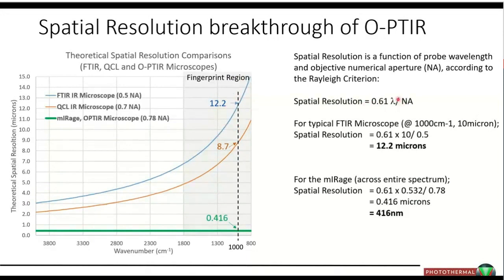But if you substitute out your long infrared wavelengths for a short visible probe of 532 nanometer, and couple that with a high NA objective, well, now your resolution theoretically is in that sort of 400 nanometer range, but excitingly, it's actually flat across the entire spectrum, much like Raman. So it actually is very, very similar to Raman in terms of its operations and characteristics.